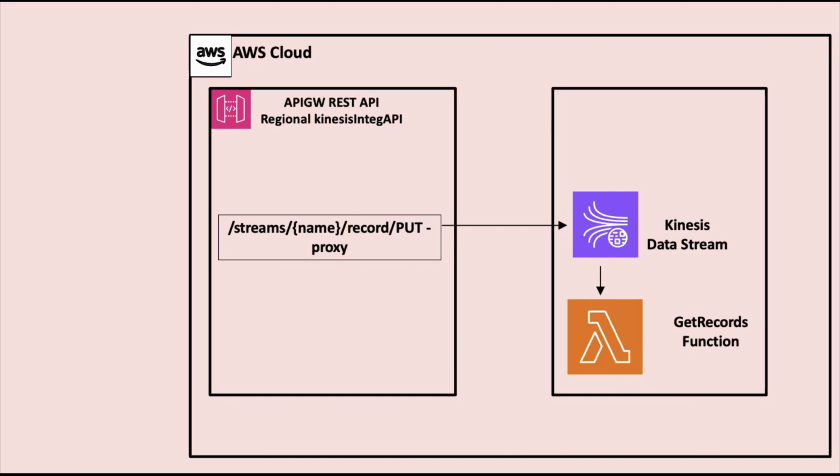Now, as soon as the data comes to the Kinesis data stream, a Lambda is invoked. So Lambda is automatically triggered to consume the data from the Kinesis data stream. Now how does it work?